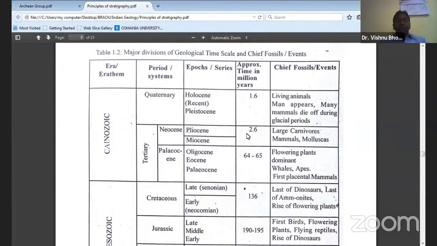Next one is the Neocene. Neocene again is divided into two epochs. One is the Miocene. Second one is the Pliocene. Age about 2.6 million years. And here large carnivorous mammals originated, and molluscs were also developed.